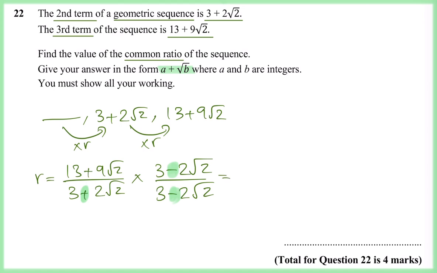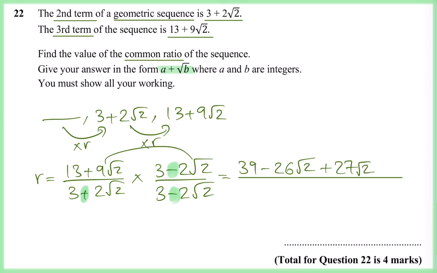Now, this is like a double bracket expansion. So 13 times 3. Bring that down. There we go. Right, 13 times 3 is 39. And then 13 times 2 root 2 times negative 2 root 2, that's negative 26 root 2. 9 root 2 times 3 is positive 27 root 2. And 9 root 2 times negative 2 root 2.